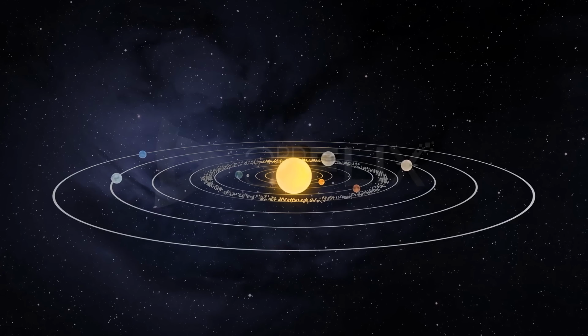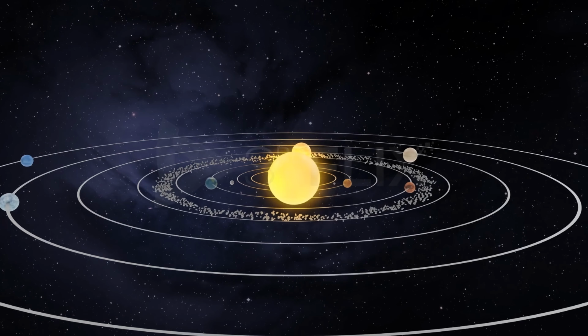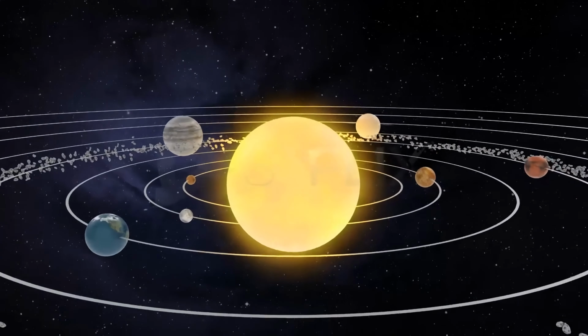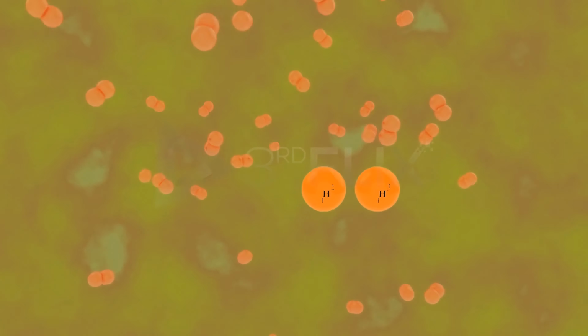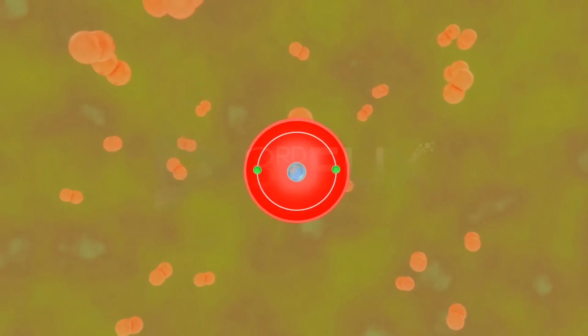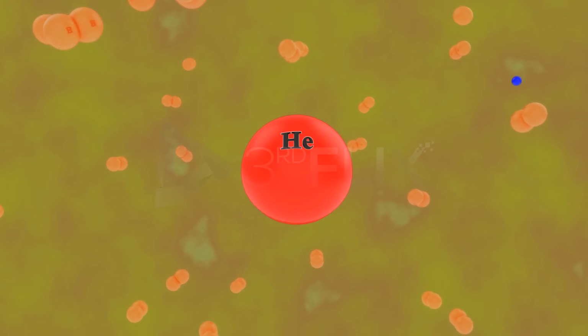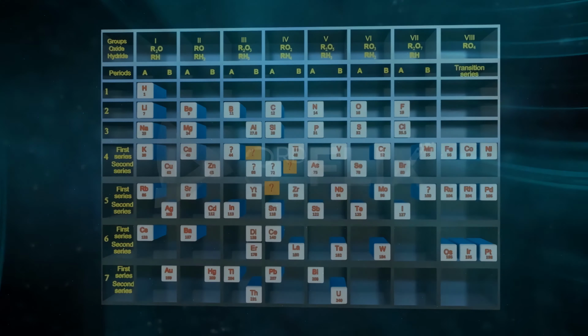Objective: to understand atomic spectrum and types of spectra. Think it over. We know that the ultimate source of energy to human life is the sun. A large amount of energy is emitted from the sun as a result of nuclear reactions that take place within it. After hydrogen, helium is the second most abundant element present in the sun.